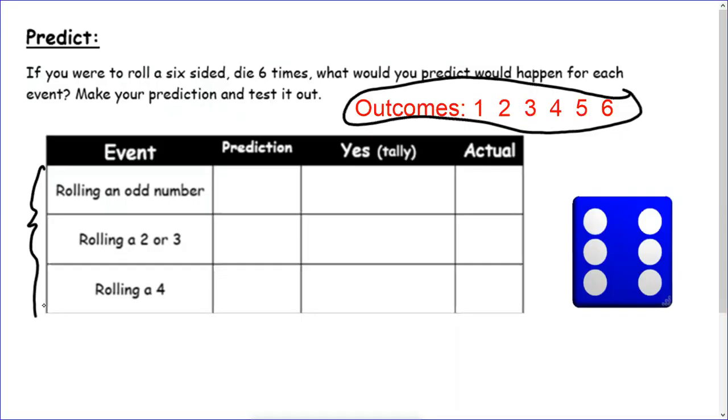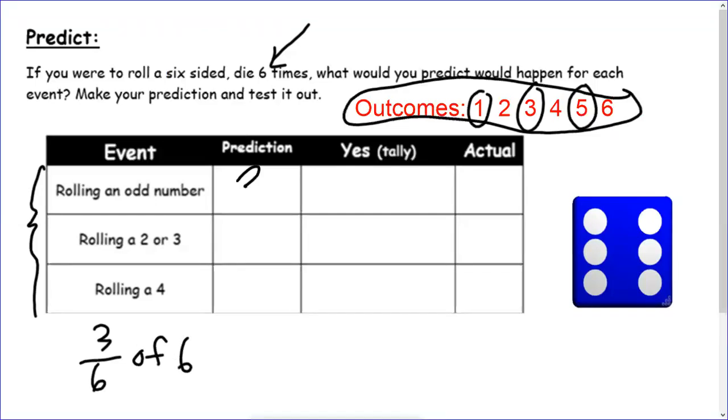So if we roll it 6 times, how many times do you think it will land on an odd number? Well, we have 3 possible outcomes that are odd, so that's a 3 out of 6 chance that an odd number is going to come up. So half of the time that you roll that die, you're going to get an odd number. And since we're going to roll it 6 times, 1/2 of 6 would be 3. So I'm going to predict that's going to happen 3 times out of the 6.